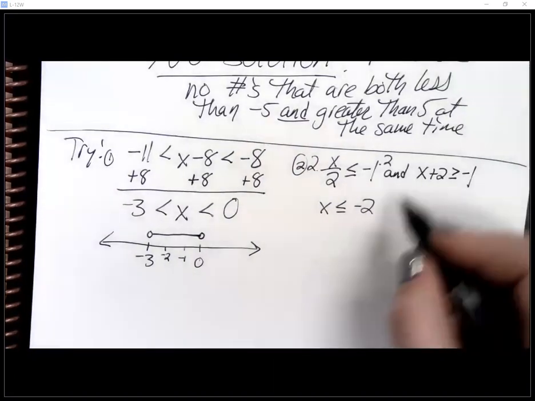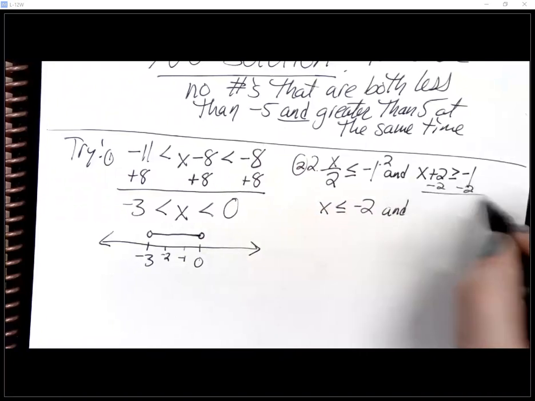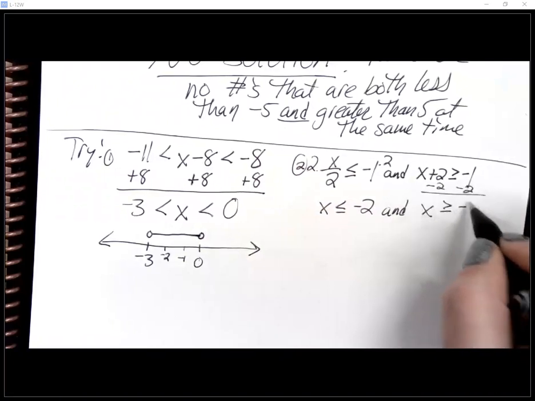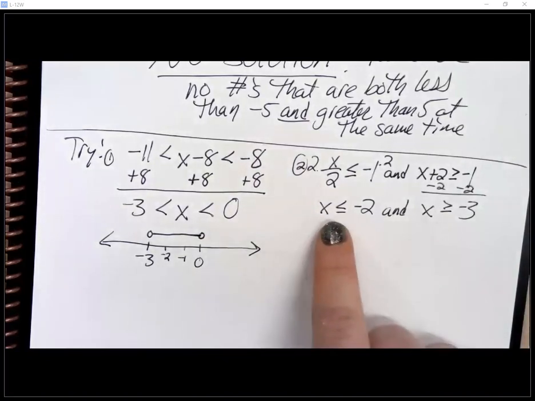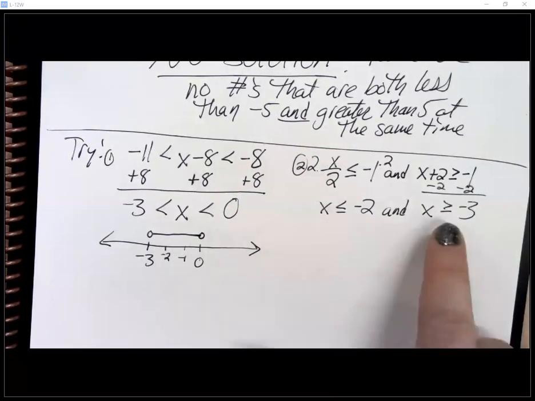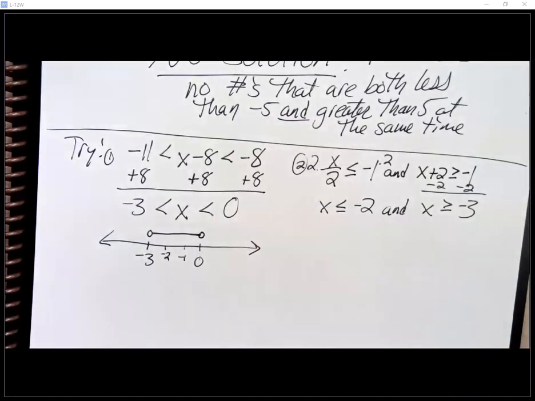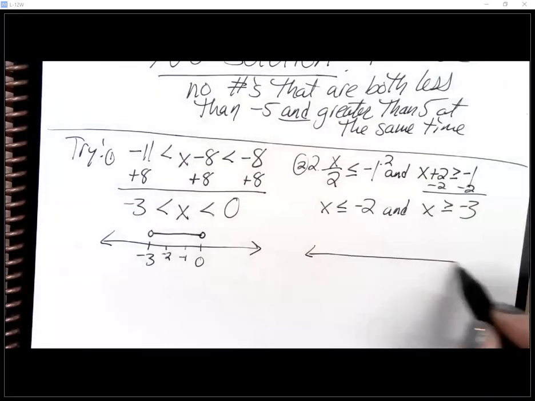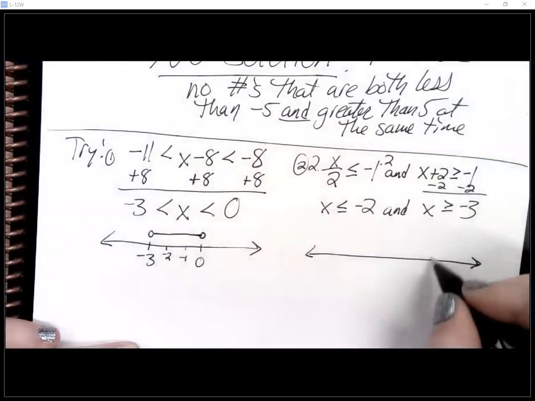And I bring the word and down, and this one I just do -2 minus 2. X is going to be greater than or equal to -3. All right, so now I have to stop and think about this. I need a number that's less than or equal to -2 and greater than or equal to -3. So what I can do is graph both parts, and then my final answer will just be where they overlap.